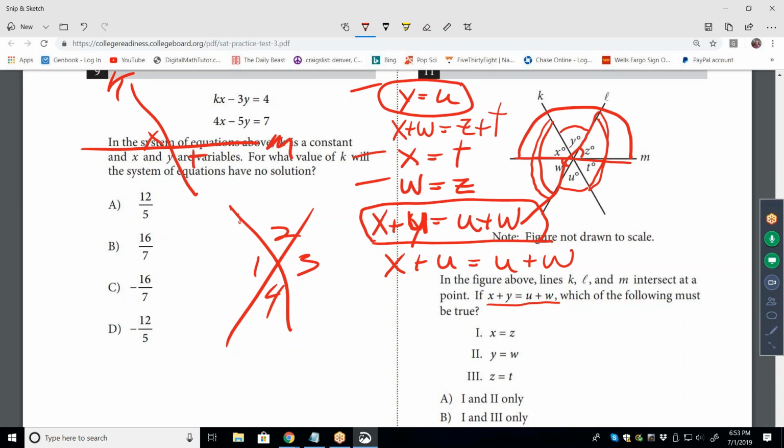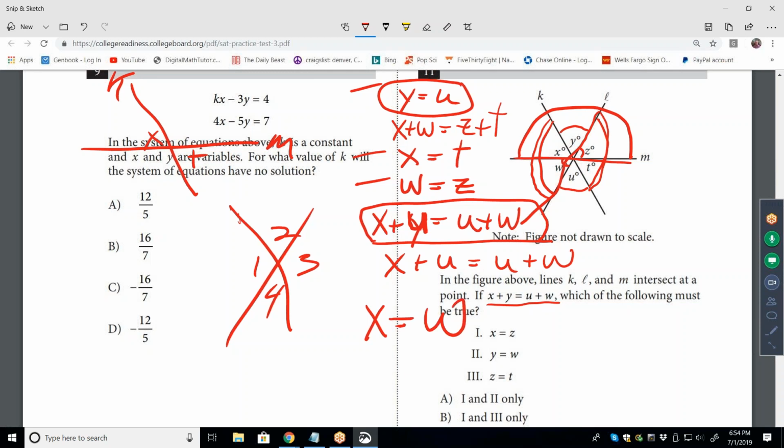Can you get rid of the u? How? Okay, what are you left with? When you subtract u from both sides of the equation, what do you get? Yeah.